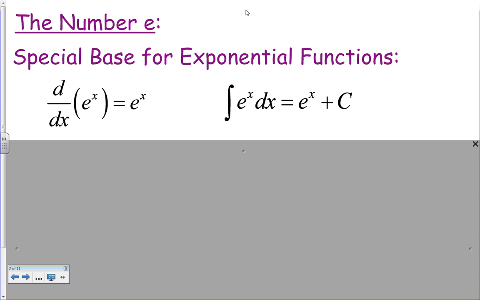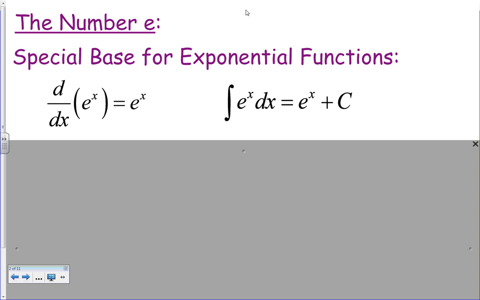matter. But e has this special property for us that the derivative of the exponential function with base e is just itself. Derivative of e to the x is e to the x. That's a very nice derivative. In fact, that's the only derivative we have that's like that, where it's its own derivative. And of course, with that being said, we know that the antiderivative of e to the x dx is also e to the x plus c.